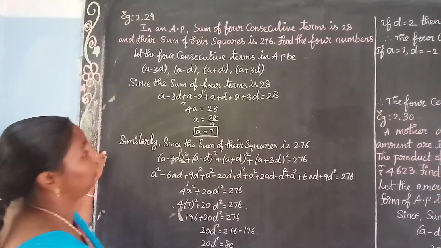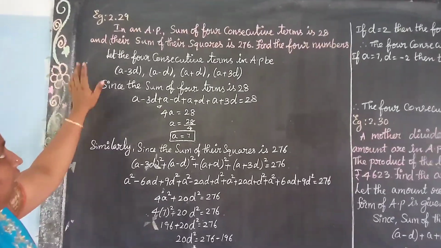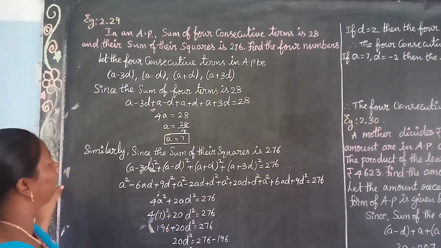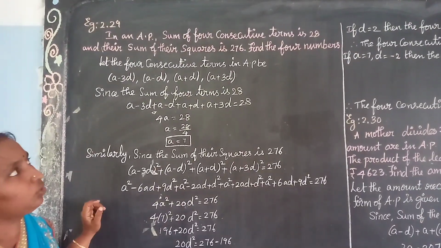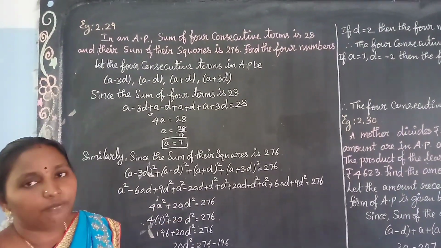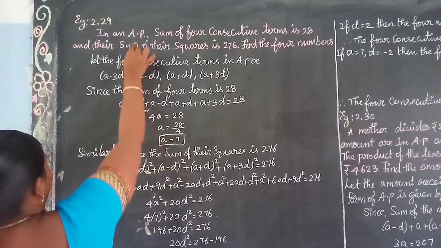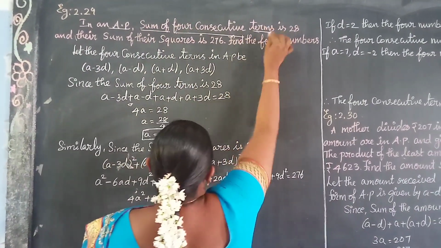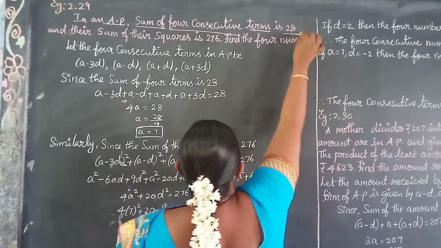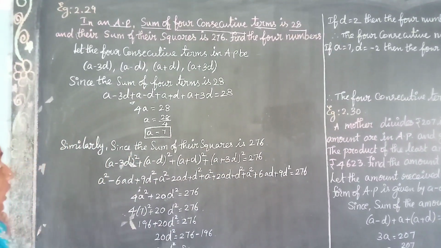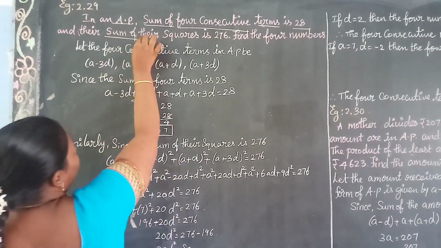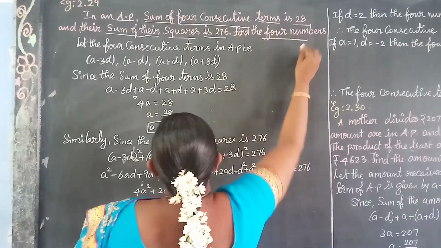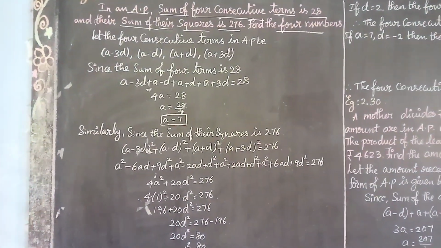Now we are going to see example 2.29. In an AP, the sum of 4 consecutive terms is 28 and the sum of their squares is 276. Find the 4 numbers. So they have given that the sequence is in AP. Sum of 4 consecutive terms: sum means add. If you add the 4 consecutive terms, you will get 28, and the sum of the squares is 276. Now we are going to find those 4 consecutive numbers.